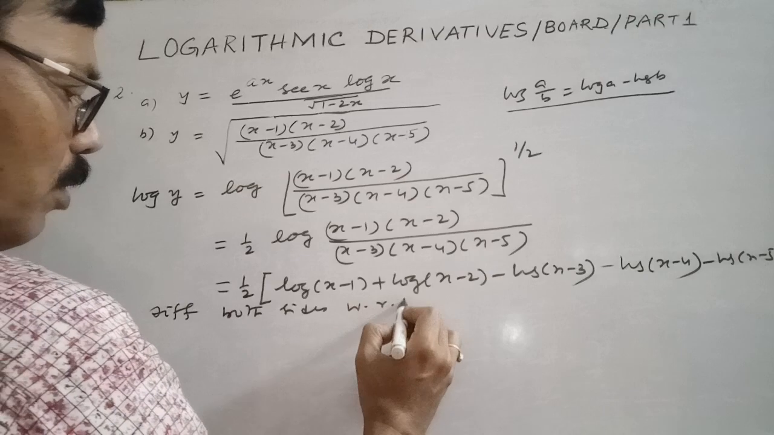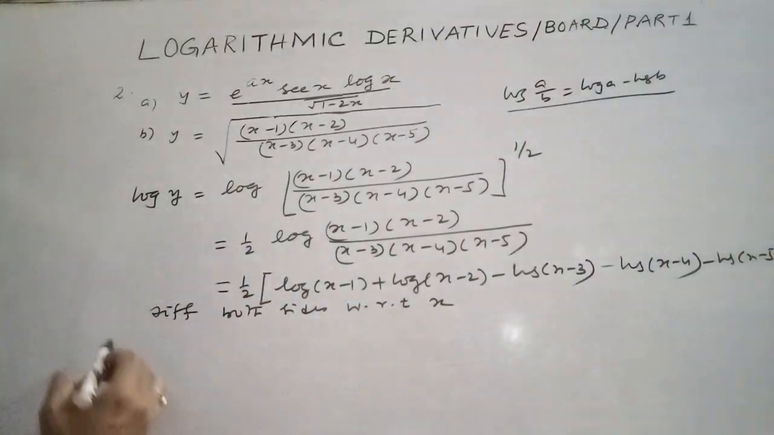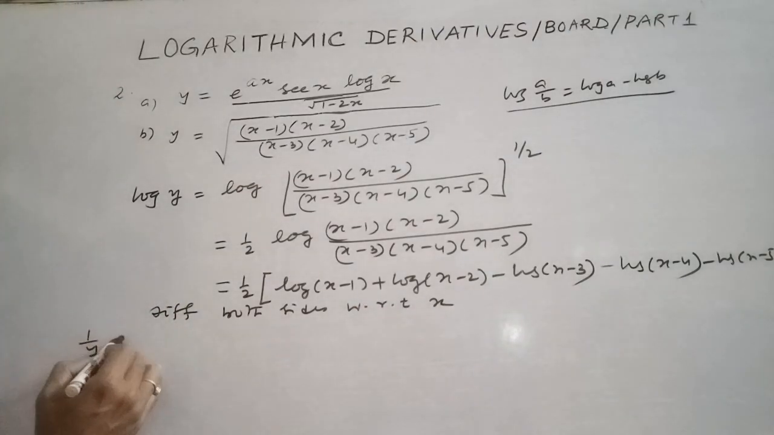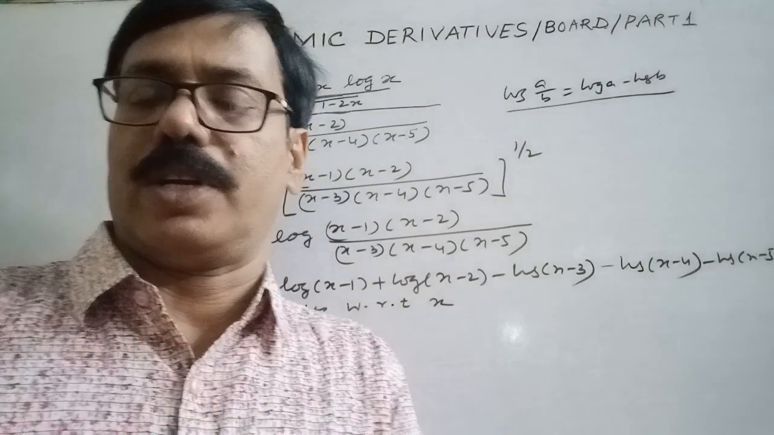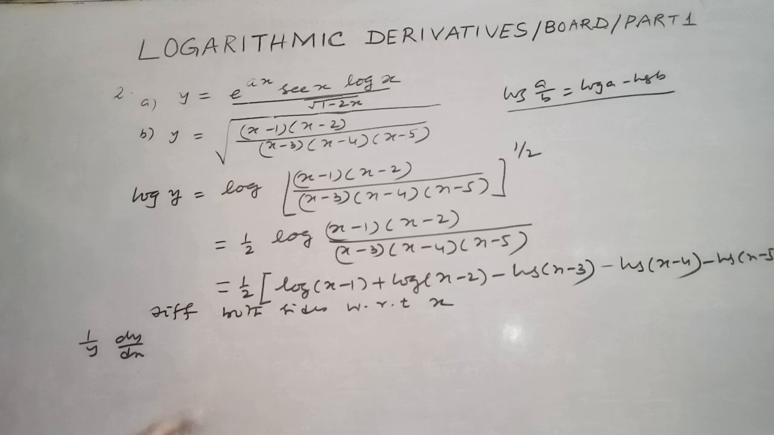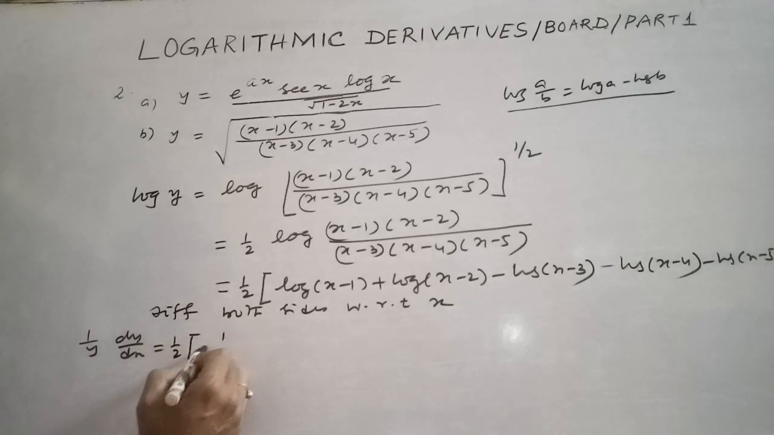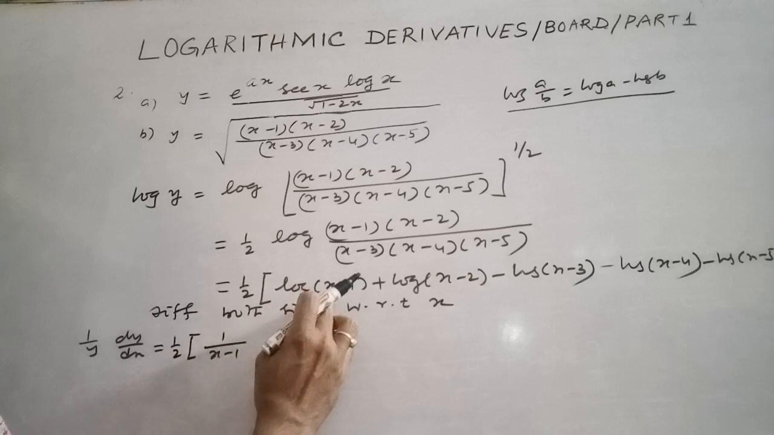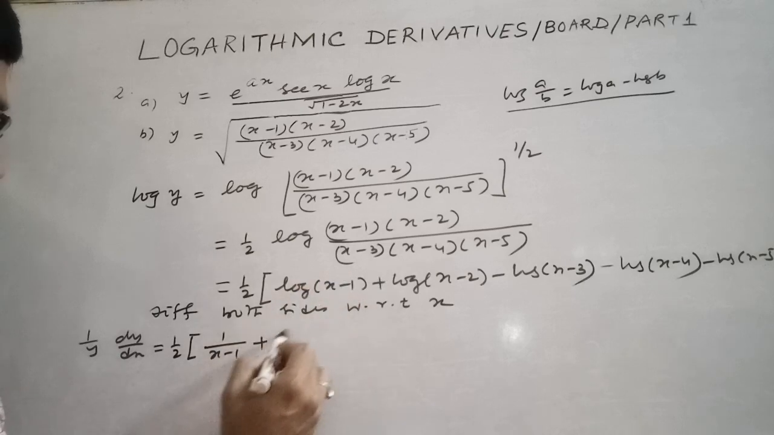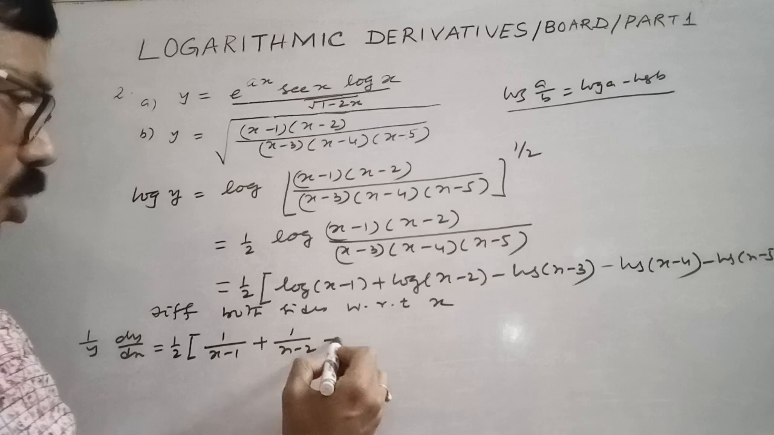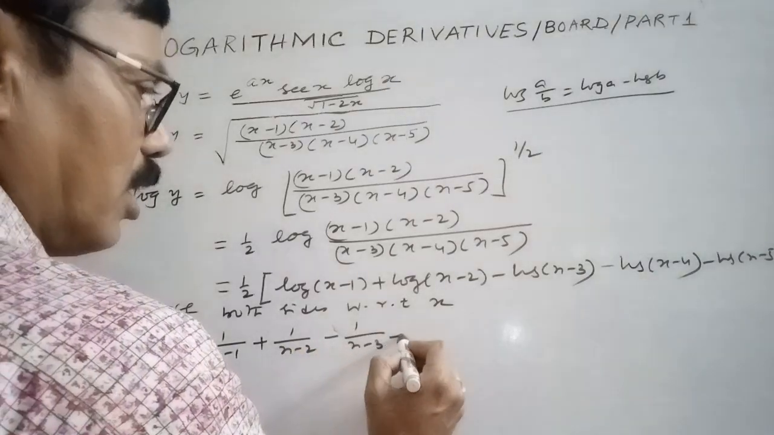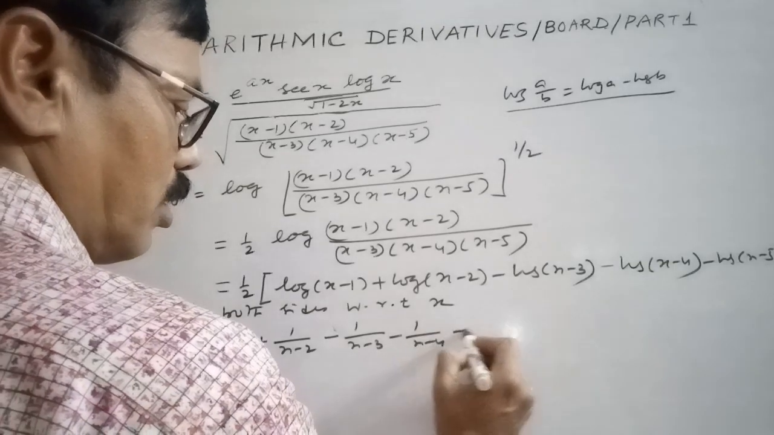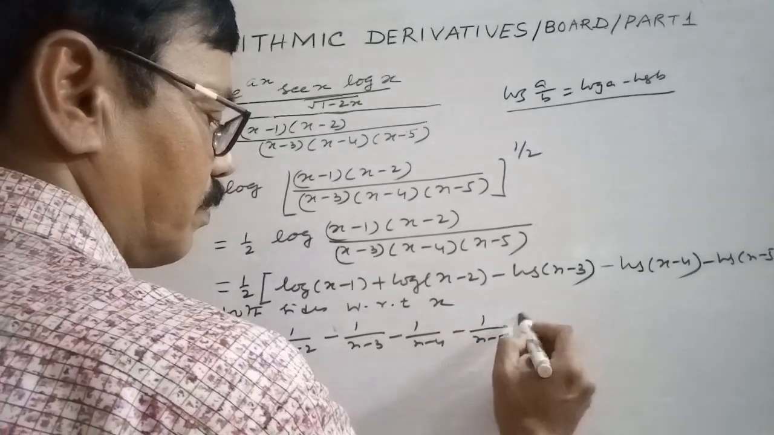These are all with respect to x. So log y, 1 by y, dy by dx. This should be noted: 1 by y, dy by dx, so half unchanged. 1 by x minus 1, derivative of x minus 1 is 1. So this is 1 by x minus 2, this is minus 1 by x minus 3, x minus 4, x minus 5.